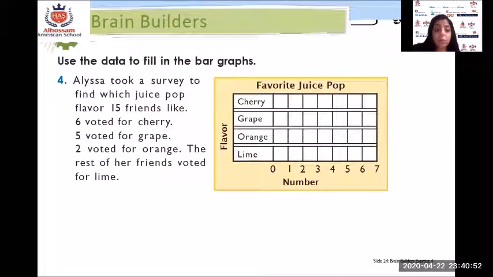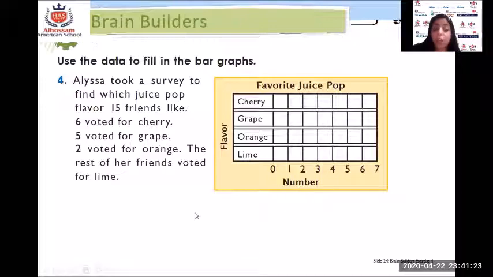All right, and this problem is going to be solved by Tima and Luli together. Elessa took a survey to find which juice pop flavor 15 friends like. 6 voted for cherry, and 5 voted for grape, and 2 voted for orange. The rest of her friends voted for lime.